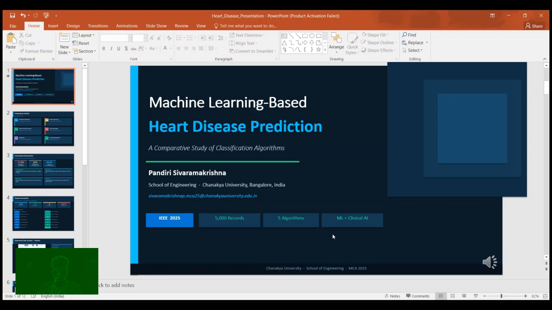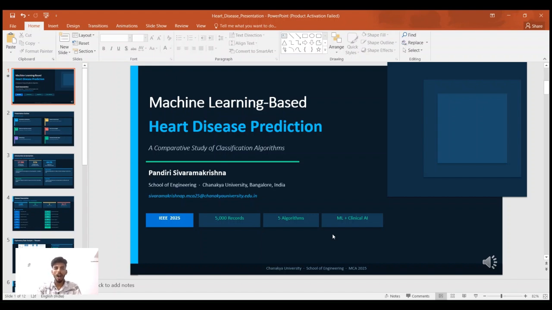Today I am going to present my project titled Machine Learning Based Heart Disease Prediction, where I compare multiple machine learning algorithms to identify the most effective model for early detection. This project focuses on how artificial intelligence can assist in saving lives through faster and more accurate decisions.